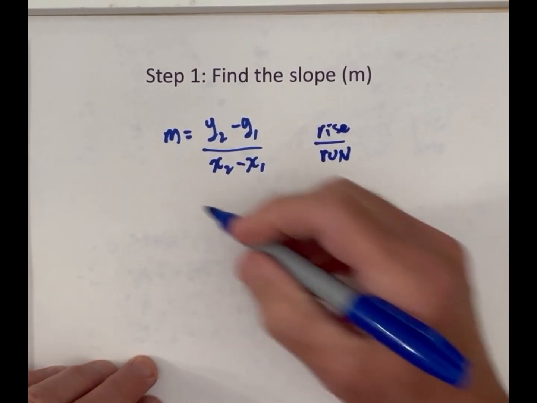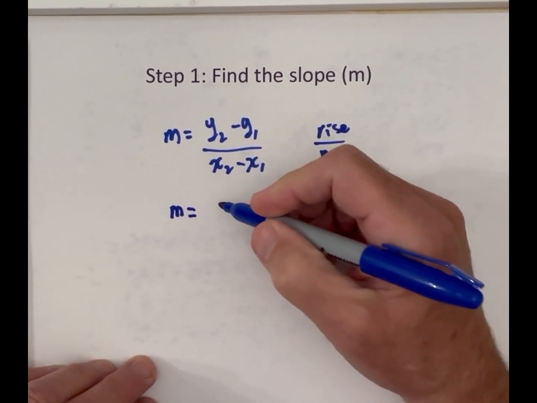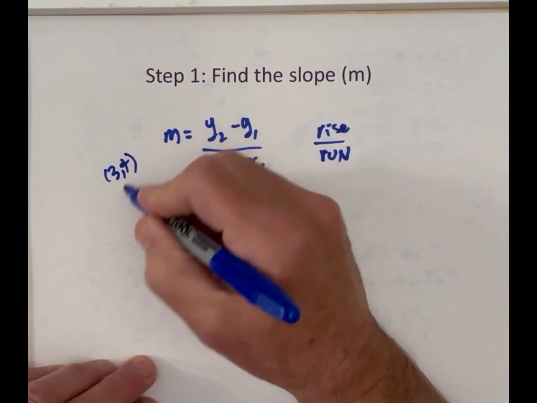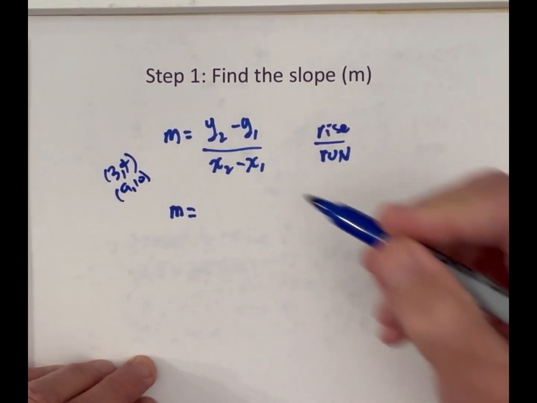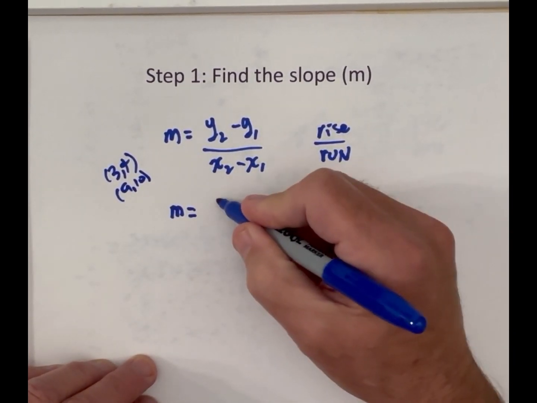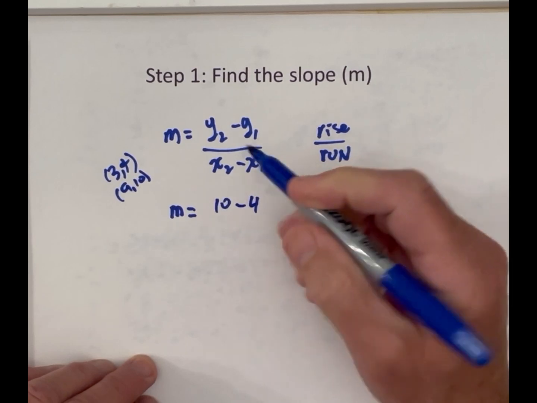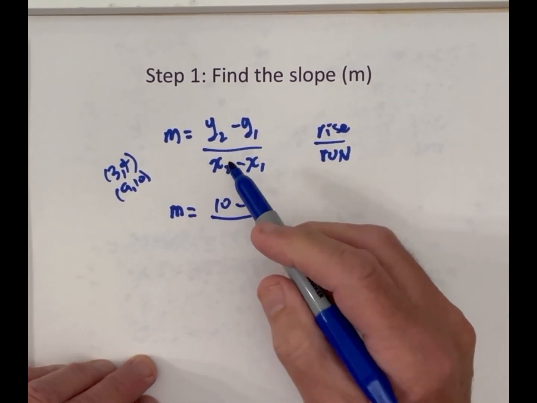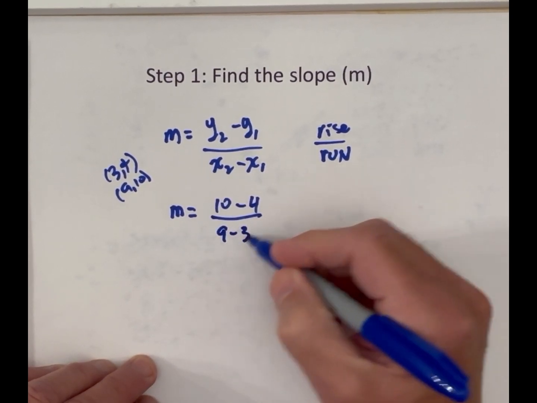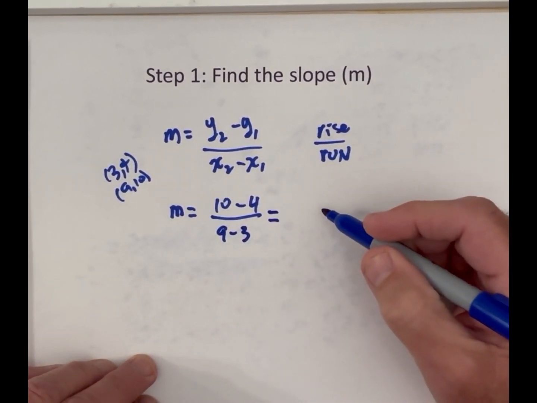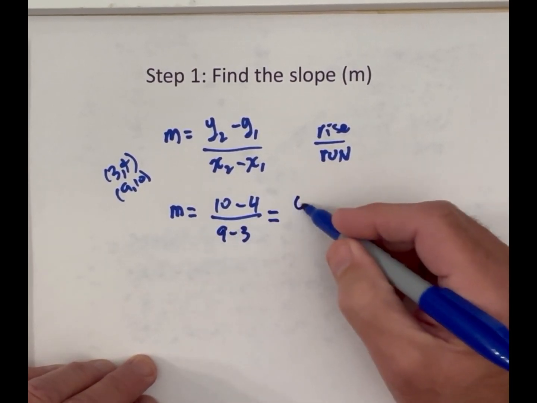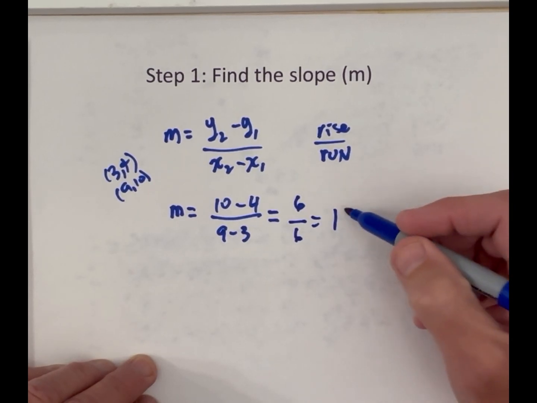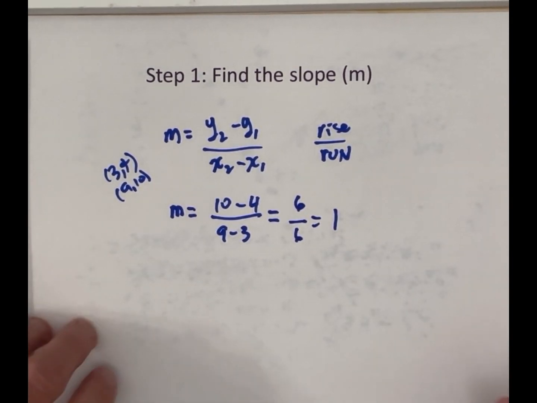That's our general formula. So in this case, we've got the point (3, 4) and (9, 10). So that's going to be 10 minus 4 over 9 minus 3, the y's over the x's. 10 minus 4 is 6, 9 minus 3 is 6, so we get a slope of 1. So that's our slope, 1. That's our first step.